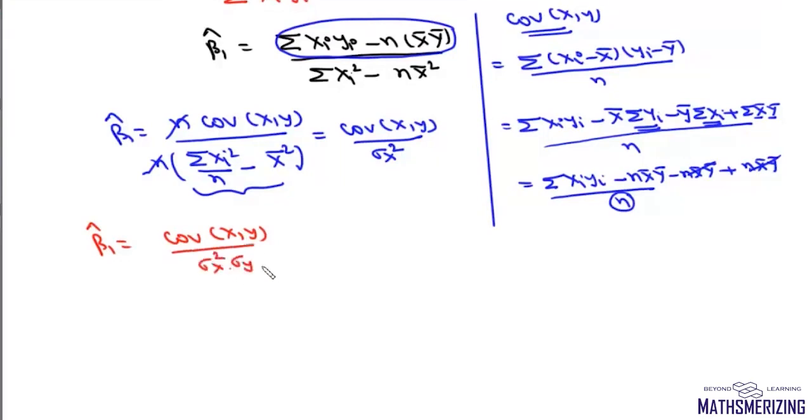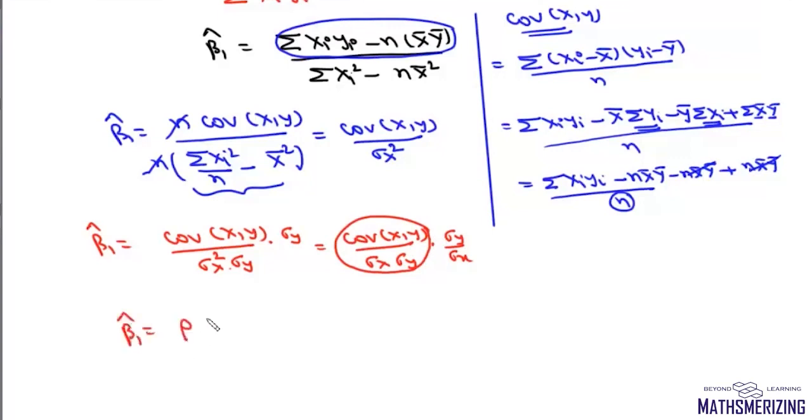Now what we'll do is we'll multiply and divide it with sigma y. So we can write this as covariance of xy upon sigma x sigma y into sigma y upon sigma x, and this is nothing but the coefficient of correlation. So we can write beta 1 cap will be rho into sigma y upon sigma x.